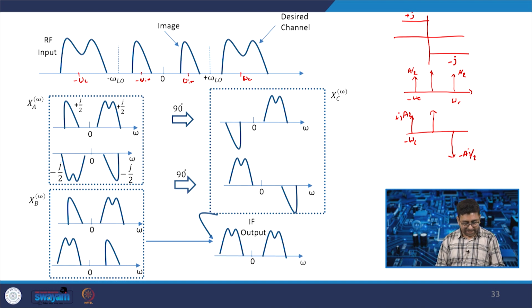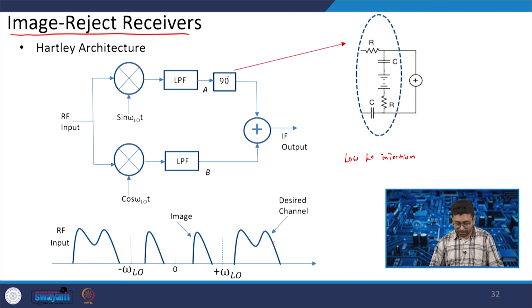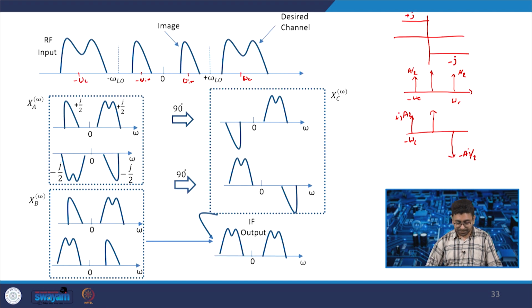So, this is the signal x a omega. What happens for x a omega is that you multiply it with sin omega LO. Here a low pass filter is there. Why is the low pass filter there? We have removed the omega RF plus omega LO. We are not considering the addition of these two, we are only considering the subtraction. That is why after the low pass filter we are seeing the signal.